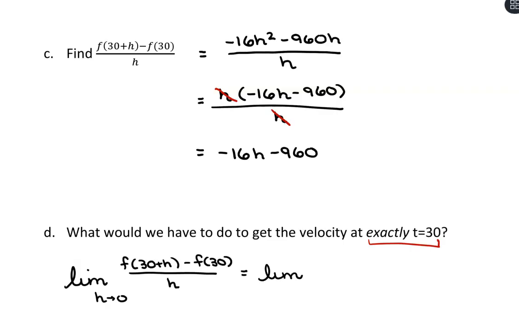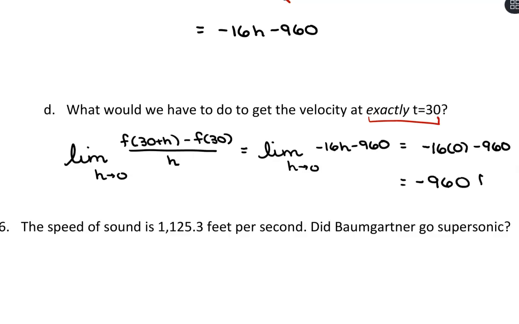Which what we just found is that that would be the same as evaluating the limit as h approaches 0 of negative 16h minus 960. Which now we have something that we can just use direct substitution with, so we can just plug in 0, which is going to give us negative 960. And that right there, feet per second, is our instantaneous velocity at t equals 30.